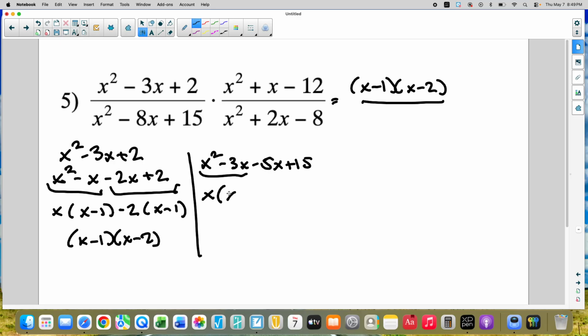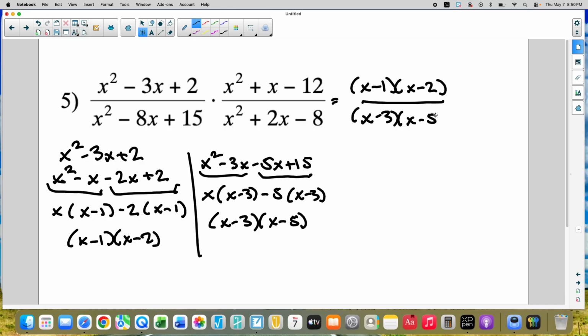Factor out an x, x minus 3. Factor out a negative 5, x minus 3. Just make sure, yep, that makes positive. So x minus 3, x minus 5. This one goes in the denominator. x minus 3, x minus 5, times, now we'll do this one, and factors of 12 when subtracted.